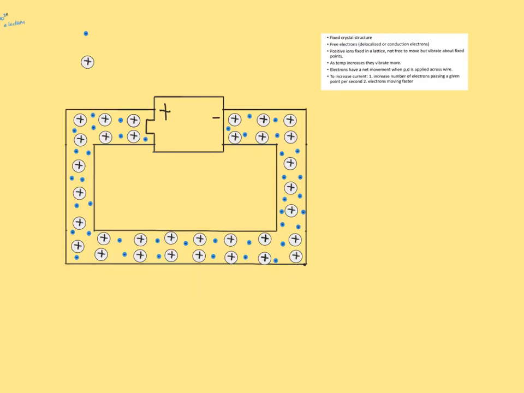So why do we define electric current as the rate of flow of charge instead of just the rate of flow of electrons?